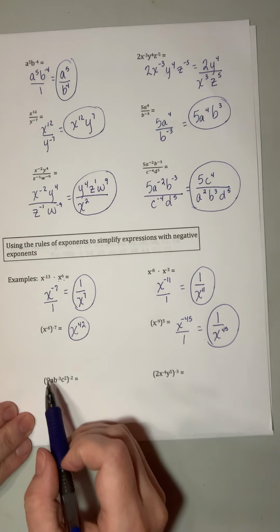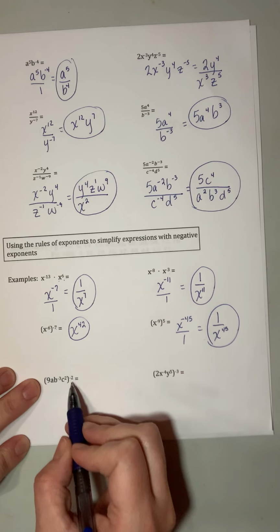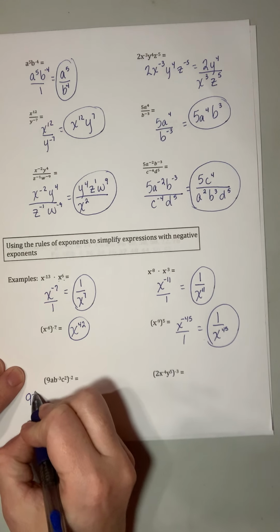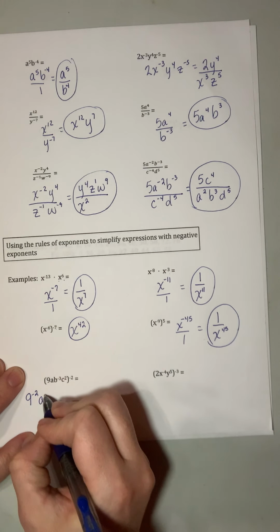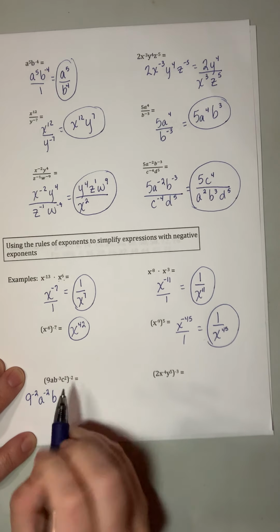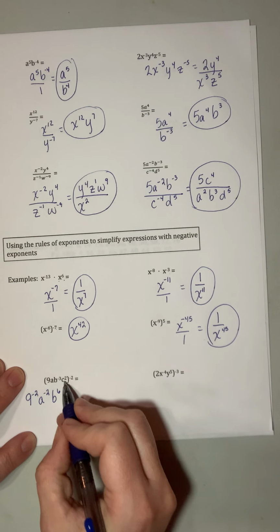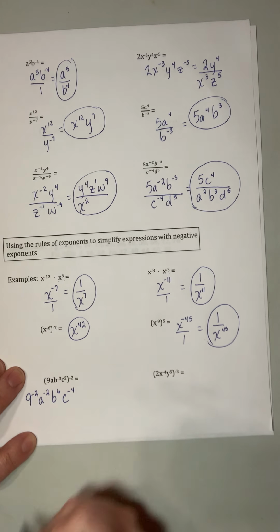Okay. All right, this one I have everything in parentheses has to be raised to the negative 2. So I have 9 to the negative 2. I have a to the negative 2. I have b to the negative 3 to the negative 2, which negative 3 times negative 2 is 6. And c, 2 times negative 2 is negative 4.